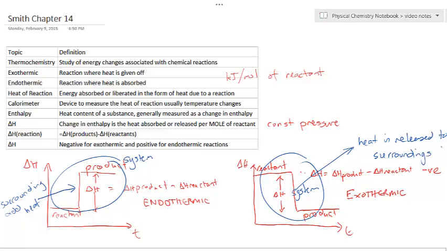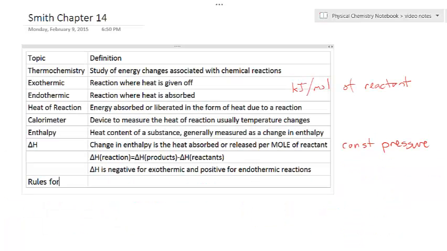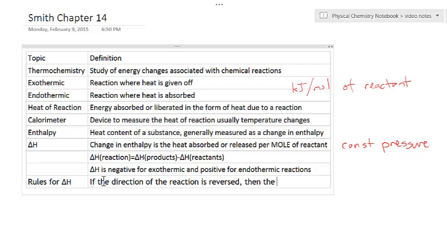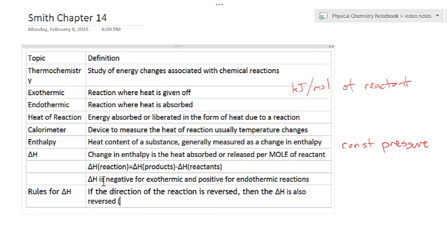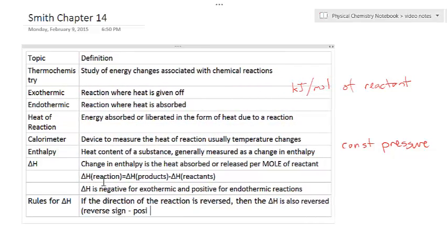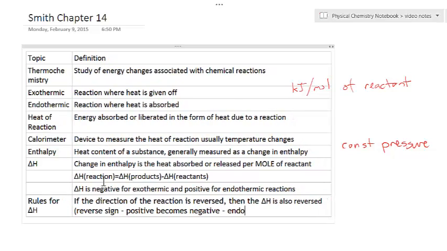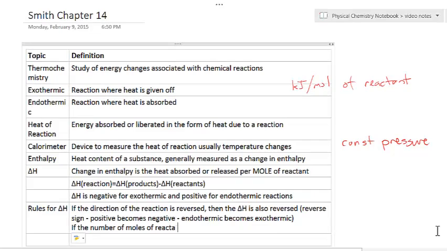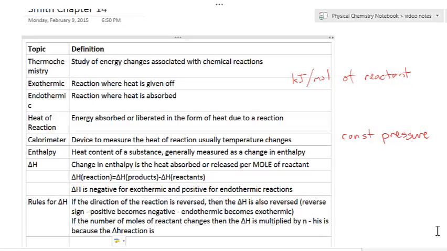There are several rules for using heats of reaction, although I prefer the term enthalpy of reaction, as it's more correct. If the reaction direction is reversed, then the sign of the enthalpy is also reversed. This means an endothermic reaction becomes an exothermic reaction when it progresses in the opposite direction. Since the enthalpy is defined as the energy per unit mole of the reactant, if the number of moles of the reactant changes in the reaction as it's written, the enthalpy will also change. It will be multiplied by the number of moles of the reactant.